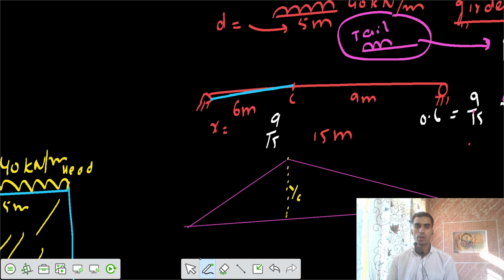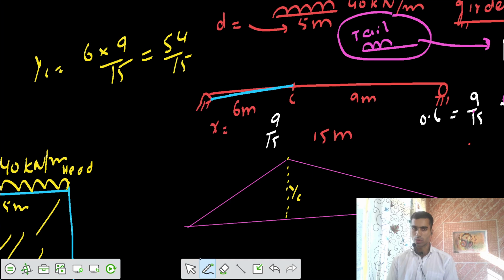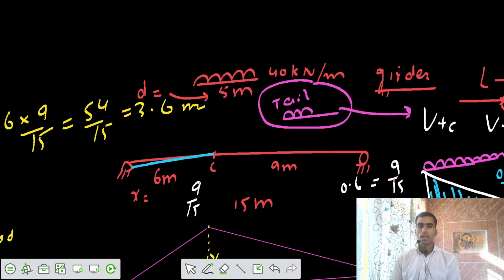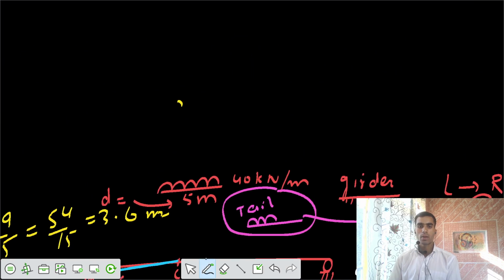Value of YC would be equal to AB by L, 54 by 15. What is this value equal to? Is it 3.6? 54 by 15, 3.6 meter. So 3.6 meter is there. Now we have the concept of that UDL length lesser than the span length.